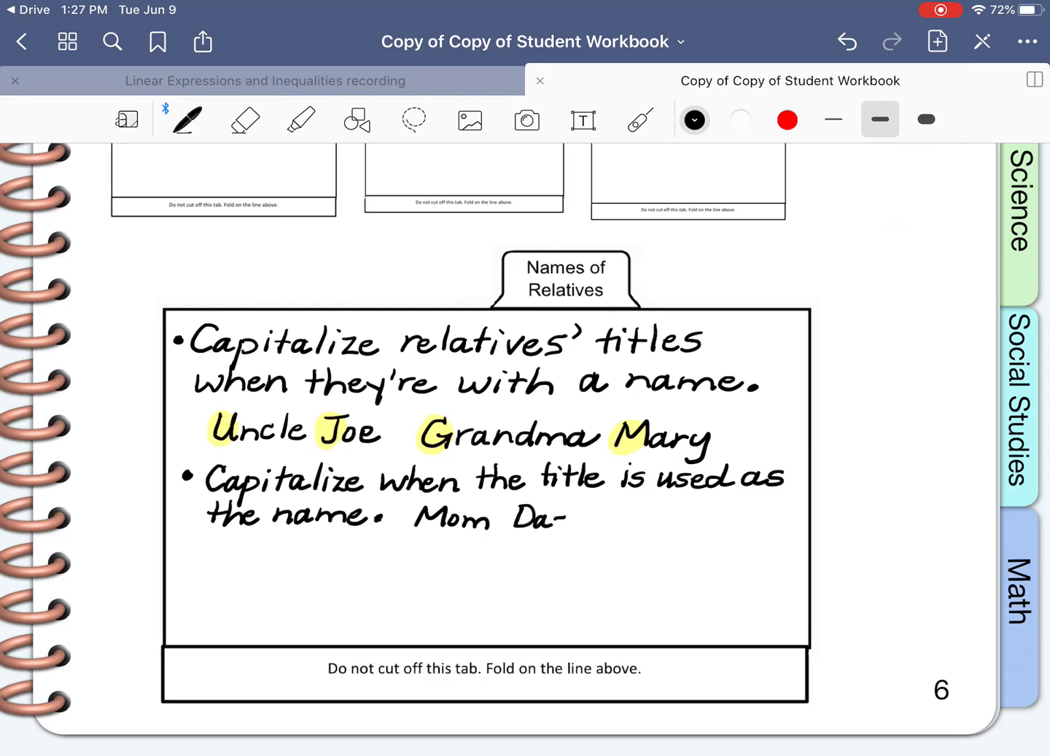Dad, Papa, then you would capitalize because that is the person's name. Instead of saying Catherine, I say Mom. I'm using the respectful title for my mother. You do not capitalize after a possessive pronoun.